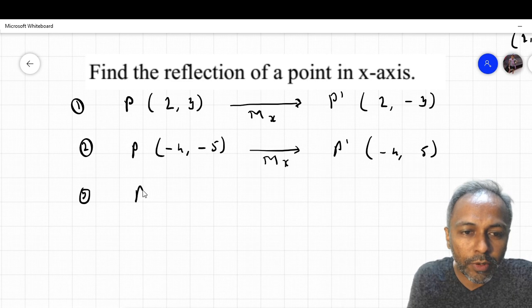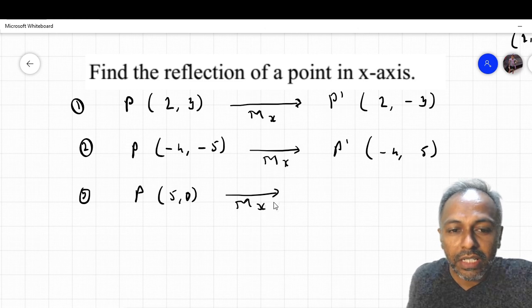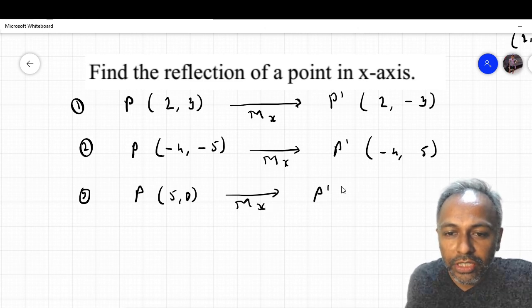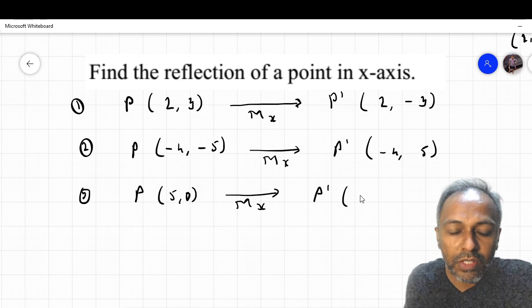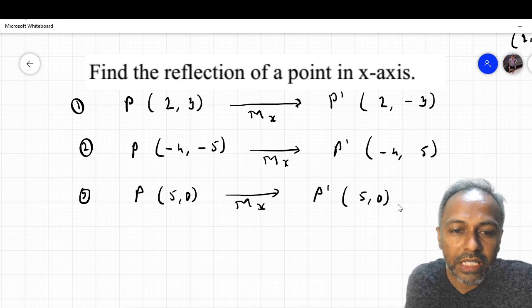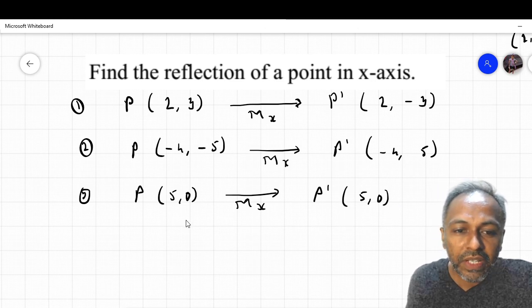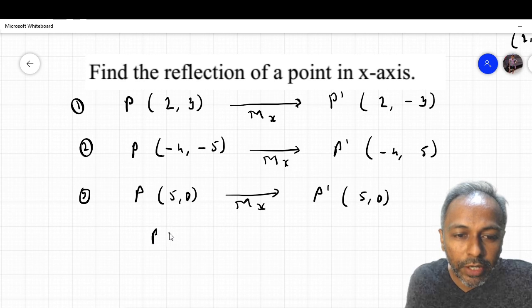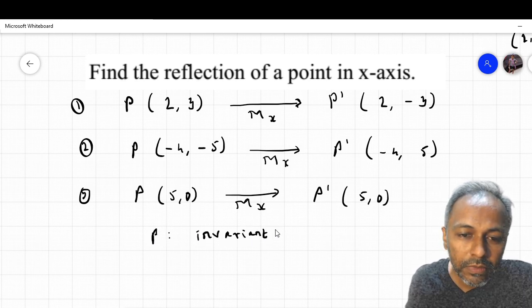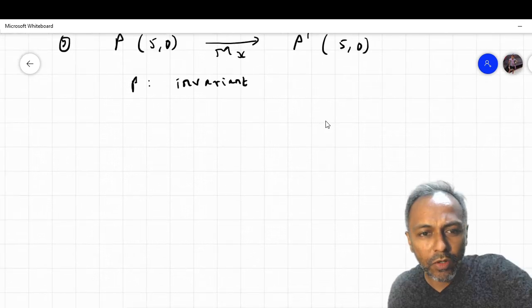Let us consider one more point, say P(π, 0). If you reflect this point about the x-axis, then this point will not change, it will stay there only, because there is nowhere for it to go down or up. So the answer will remain (π, 0). Because the answer is remaining the same, we call this point P invariant in the third example. Invariant means it is not changing.